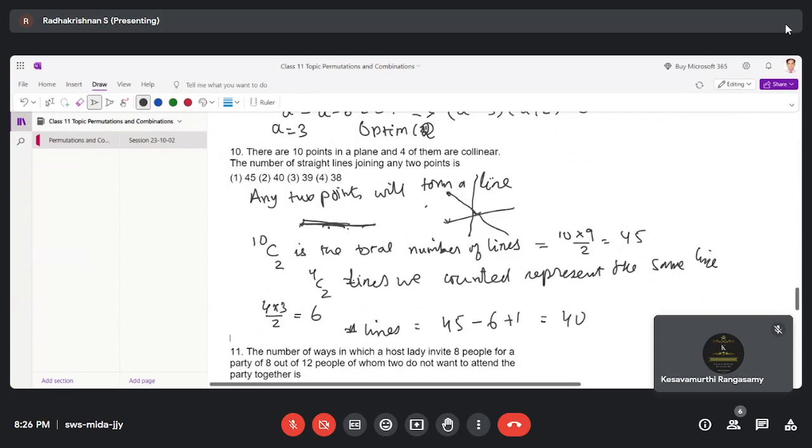Sir. Tell me, Sundaresan. சார் இதுல வந்து அந்த கொலினியர் மாதிரி ஒரு 4 பாயிண்ட் ஒரு நிமிஷம் வைக்கிறீங்களா சார்? So using those 4 points, whatever combinations we made, 4C2 combinations we counted. Okay, so that should be counted as only one line because they represent the same line. So that's the adjustment we have made.